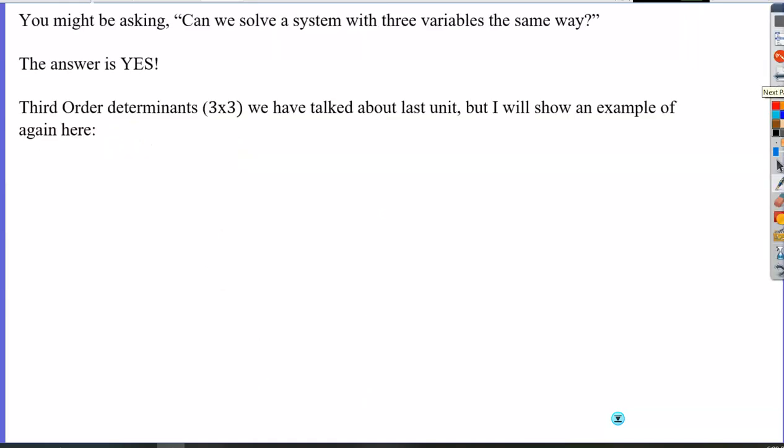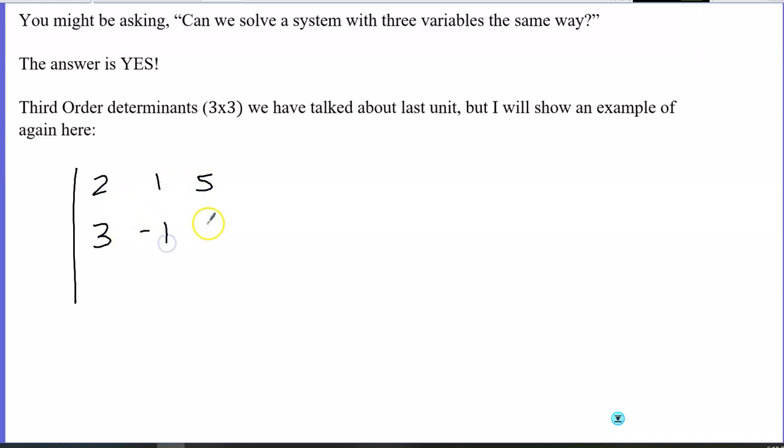All right, so you might be asking yourself, can we solve a system with 3 variables the same way? Of course, the answer is yes, you absolutely 100% can. You can do third order determinants, 3 by 3s. You would need them, of course, to solve this. I will just remind you how to find 3 by 3 determinants again. So doing this, I did a shortcut and then a little bit longer version. So let's say finding the determinant of the matrix 2, 1, 5, 3, negative 1, 2, 4, 3, 4.